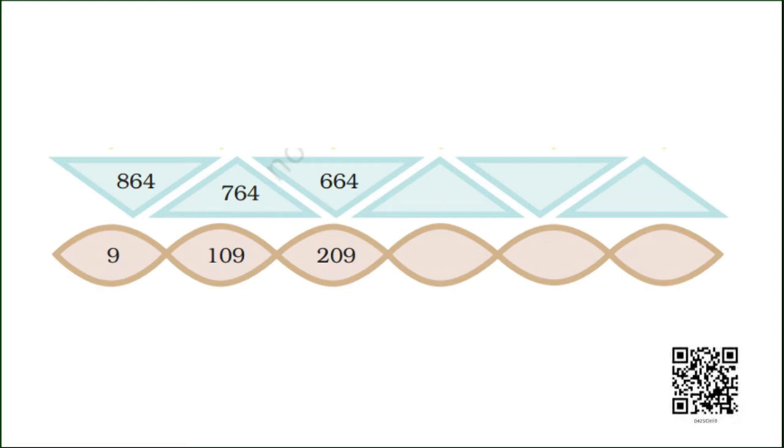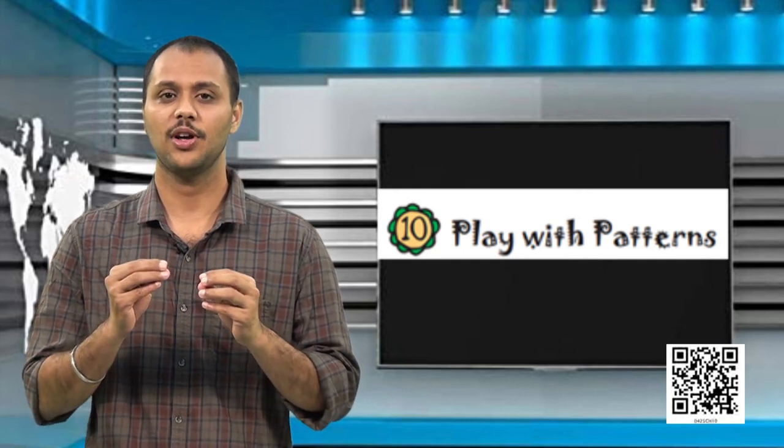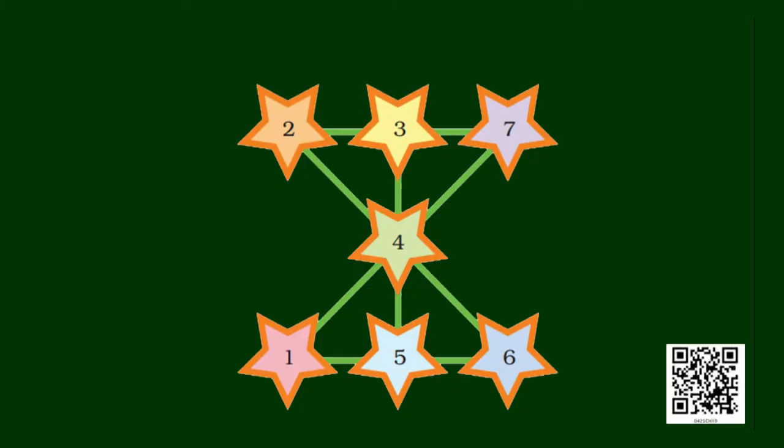Now we are going to see some magic numbers. Numbers which when arranged in some order will give a magic. Let us see that. See these stars, they are arranged in horizontal as well as vertical order, and there are numbers in these stars. Do you see that? Yes, the numbers are 2, 3, 7, then 3, 4, 5, then it comes 1, 5, 6. What is the speciality? If you observe, there are numbers from 1 to 7.